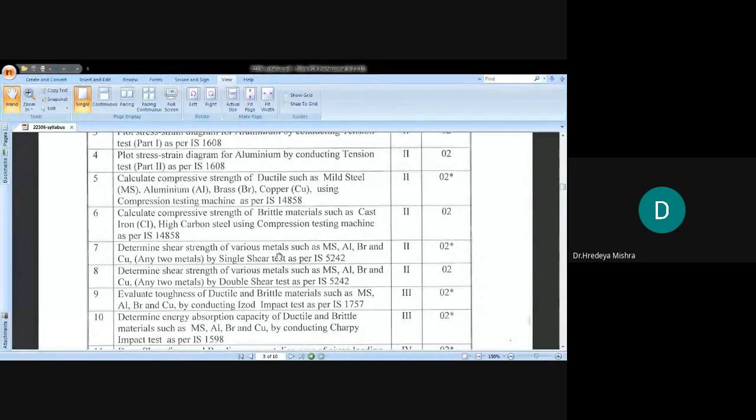This is your shear test, means we can shear the material and we get the shear strength for that. Determine the shear strength of the various metal, like same, 7 and 8 is same, but this is your single shear and this is your double shear. Okay, that is the difference.